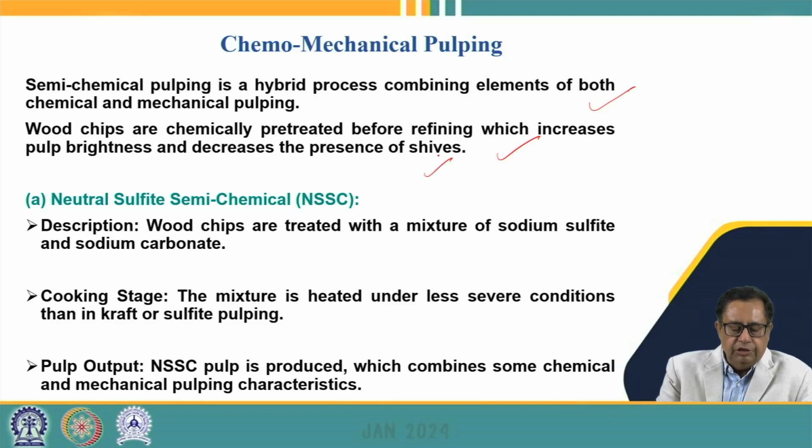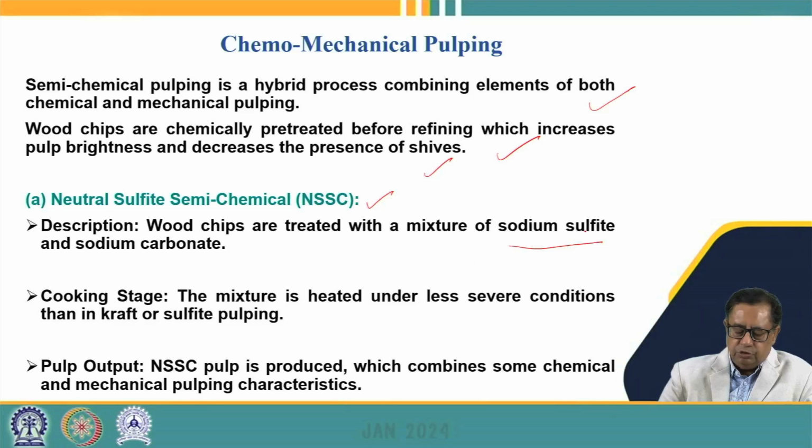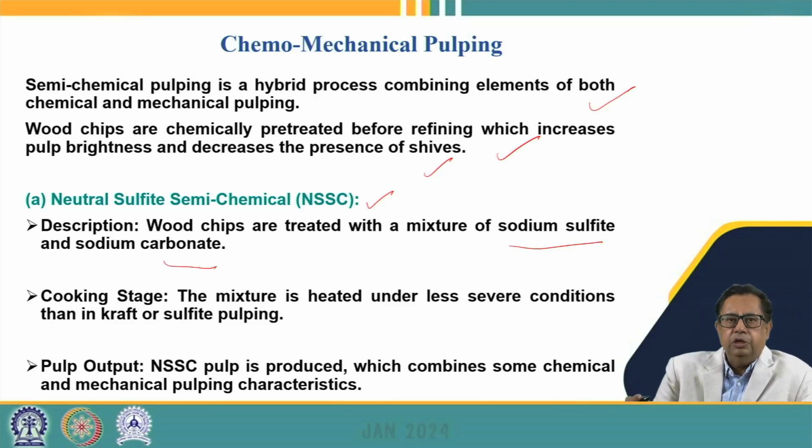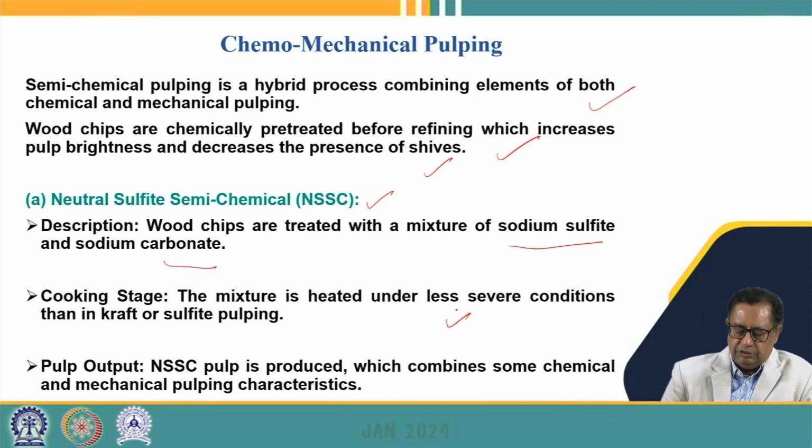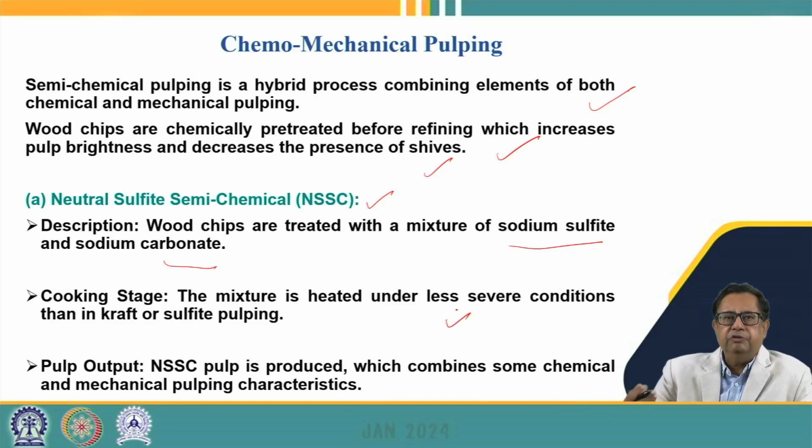So it not only increases the pulp brightness, but it also decreases the presence of the chives. Chives are the undigested wood that is present in the brown stock. Here we can use the neutral sulfide semi-chemical approach. For example, the wood chips are treated with sodium sulfide and sodium carbonate before the pulp is taken to the mechanical pulping. This mixture is heated, but it is not heated in the severe conditions as you have seen in the kraft sulfide pulping.